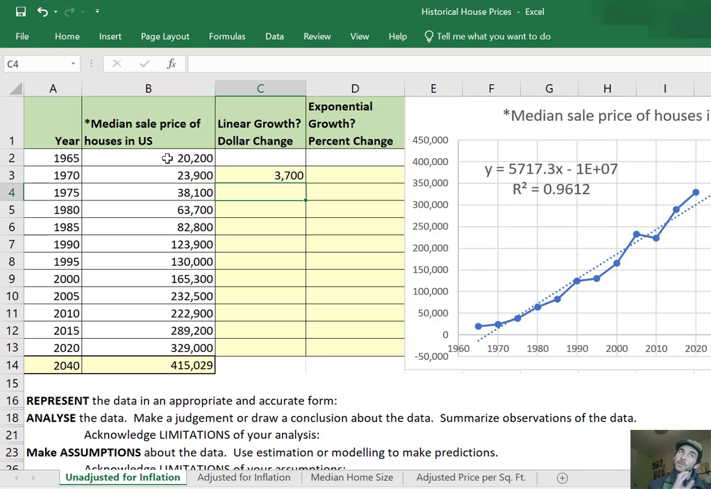And it automatically subtracts. And what does this number mean? This number means that house prices on average increased by $3,700 from 1965 to 1970, right? And then we can keep going down the line and doing that. I'll just do one more for fun. Equals B4, this number, minus this number. Press enter. So from 1970 to 1975, median house prices increased by $14,000, right? And we can keep going.